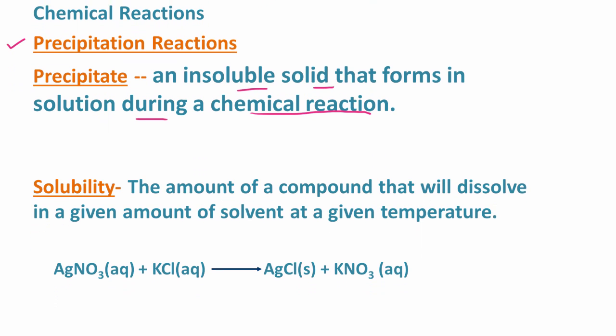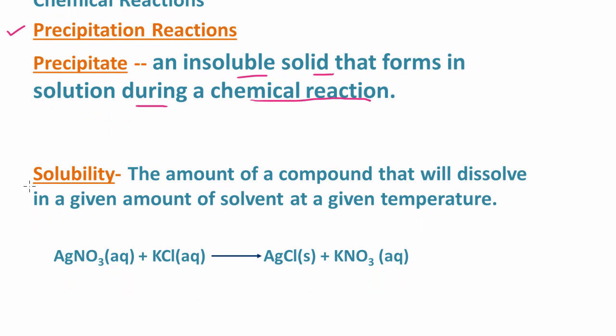Before we look at one of these reactions, let's talk about the term solubility. This is the amount of compound that will dissolve in a given amount of solvent at a given temperature. So, for example, sodium chloride, there's a limit to how much sodium chloride we can dissolve in, let's say, 100 milliliters of water at 25 degrees Celsius.